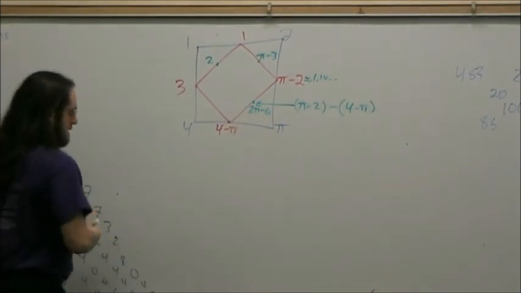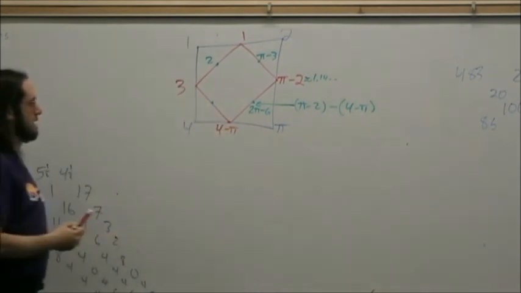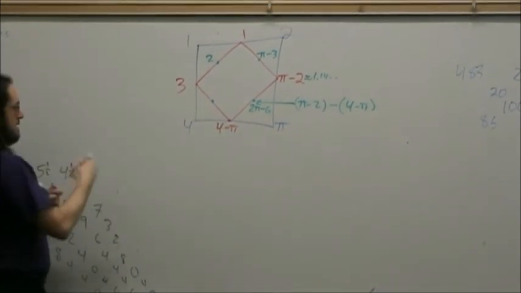Okay. And then how about 3? 3 is obviously bigger than, way bigger than 4 minus pi. Okay. So it's one, right?